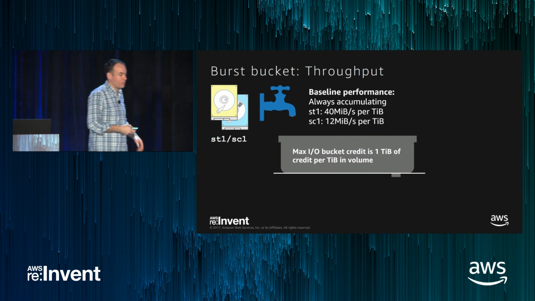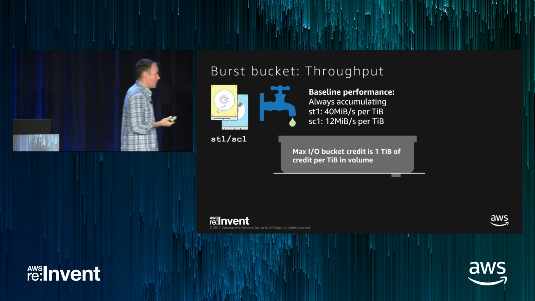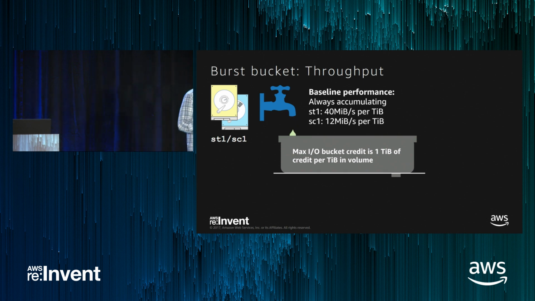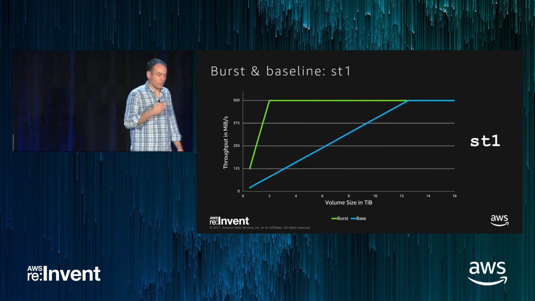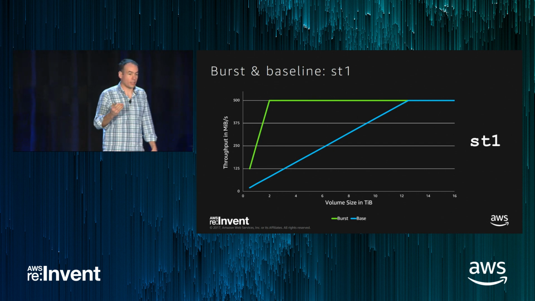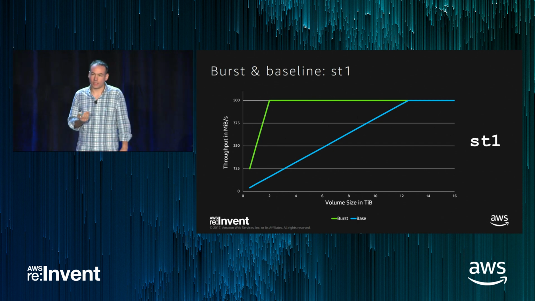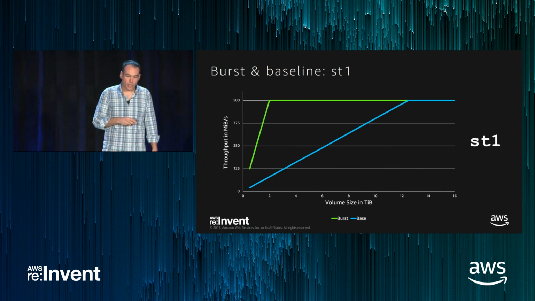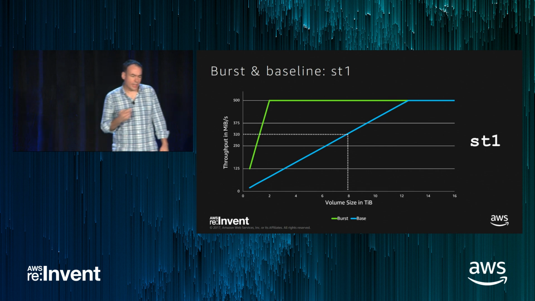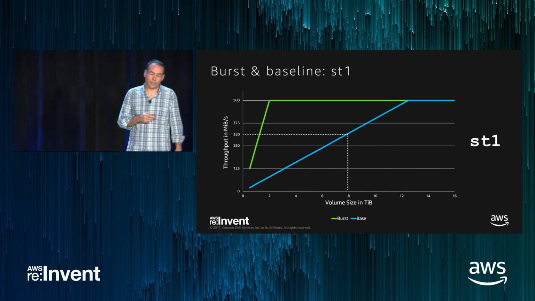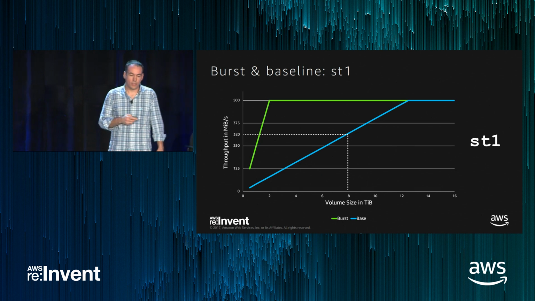The other difference with our throughput volumes is the bucket grows as your volume grows. Let's take a look at what that looks like in graphical form. You'll see that the burst actually increases pretty quickly, up to the maximum of 500 megabytes per second on ST1 volumes. And then when you get to the 12.5 terabyte size, your baseline and your burst match, and so that's when we end up with your baseline as being the dominant factor there. With an 8 terabyte volume, you have a 320 megabyte per second baseline and a 500 megabyte per second burst.